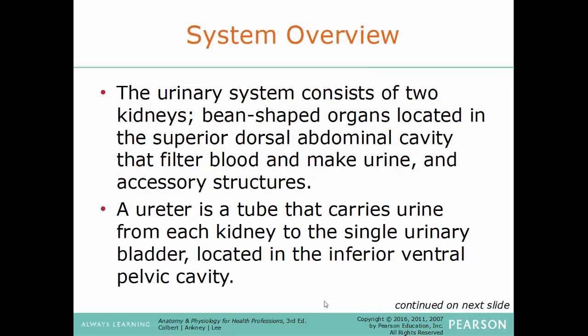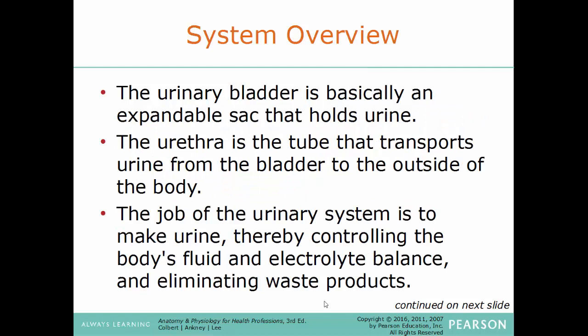The urinary system consists of two kidneys. These are bean-shaped organs located in the superior dorsal abdominal cavity that filter blood and make urine. And also they have accessory structures. The ureter is a tube that carries urine from each kidney to a single urinary bladder, which is located in the inferior ventral pelvic cavity. A urinary bladder is essentially an expandable sac that holds urine. The urethra is a tube that transports urine from the bladder to the outside of the body.